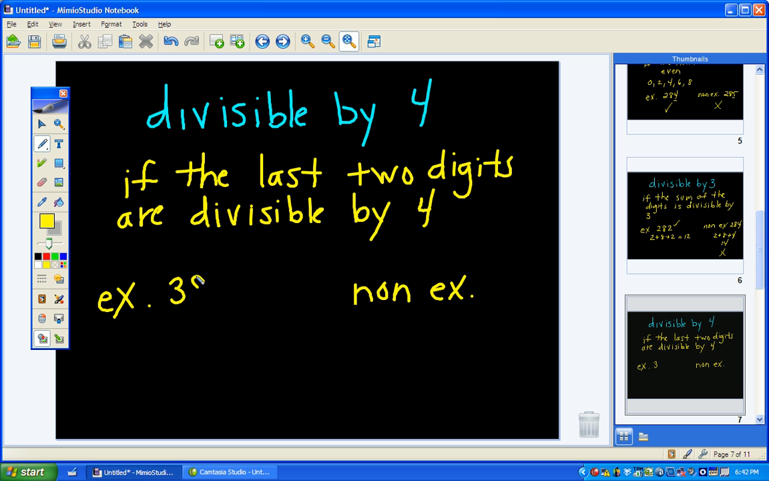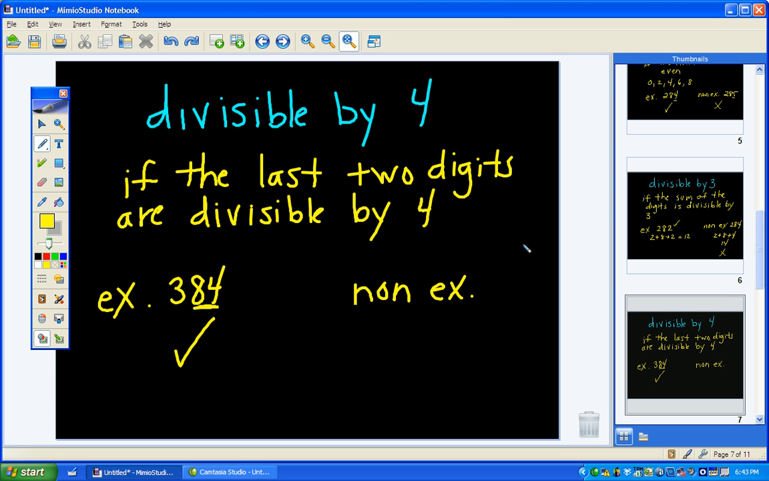We can do 384. Last 2 digits, it doesn't matter about anything in front of the last 2 digits. If I know 4 will go into that evenly, then it's divisible by 4. Well, 4 goes into 8 2 times, 4 goes into 4 1 time, so it would actually go into that 41 times, so that's an even amount of times, so it is divisible by 4.